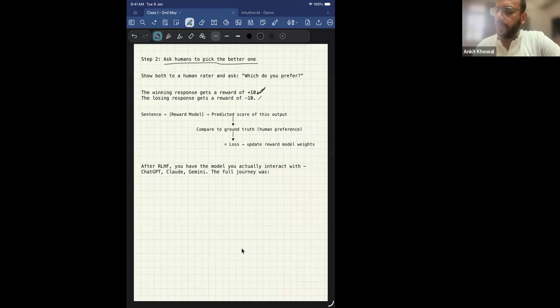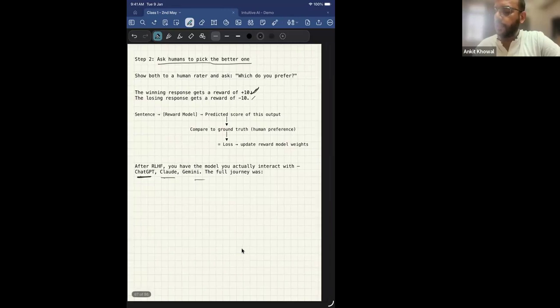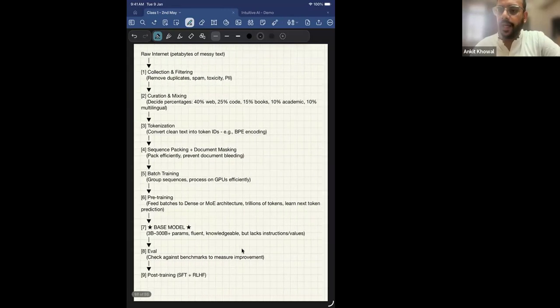So now after pre-training and post-training, the model is ready to interact with the world. And we get the final product, which is like ChatGPT, Claude, Gemini, all of these. So from an SDLC perspective, this was the life cycle that the model followed. We had raw internet data, right? What did we do? First, we did some collection and filtering, wherein we removed the duplicates, spam, toxicity, PII information, right? Then datasets were created, right?